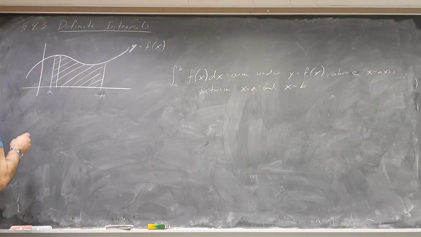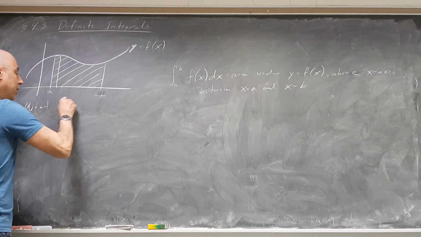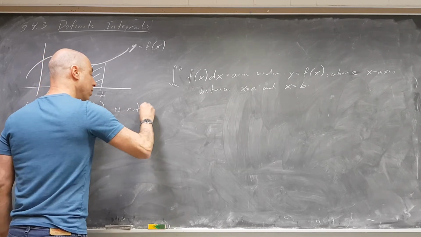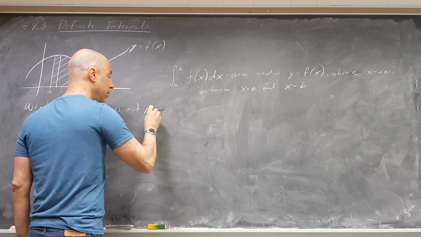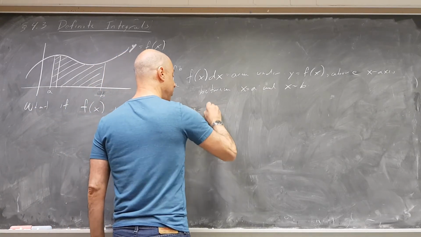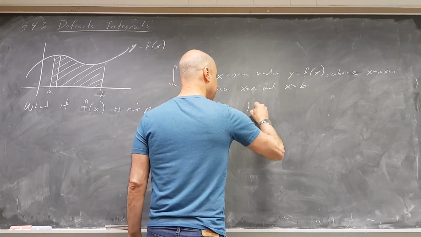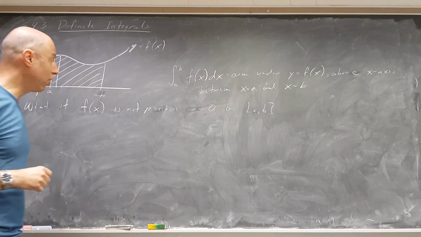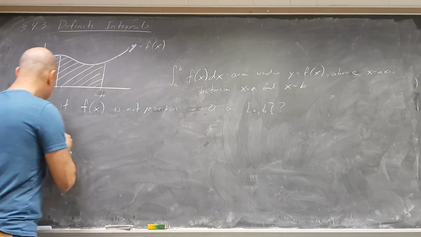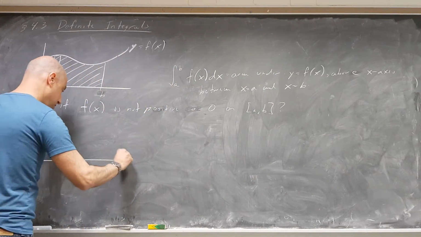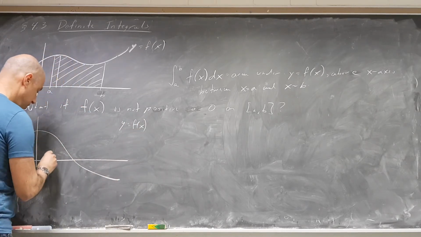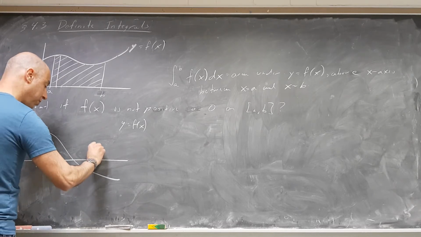So I want to ask a question now. What if the function f is not positive or 0 on AB? What happens if there's part or all of the interval where it's negative? Well, let's say we have a curve that looks like this. And I'll put x equals a over here and x equals b over here.